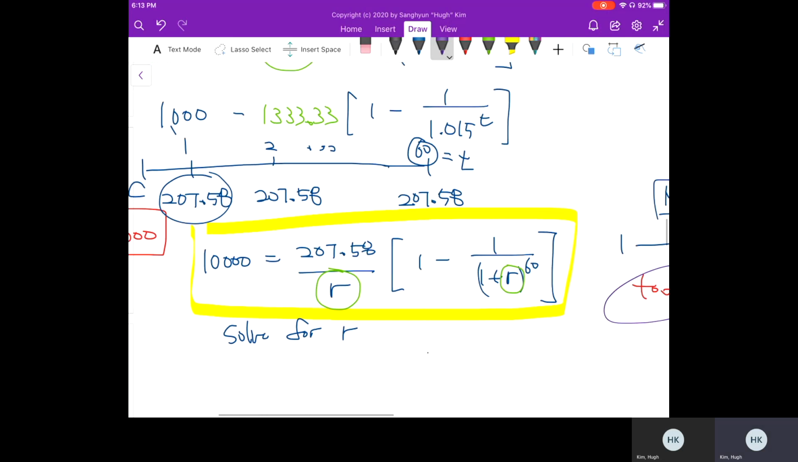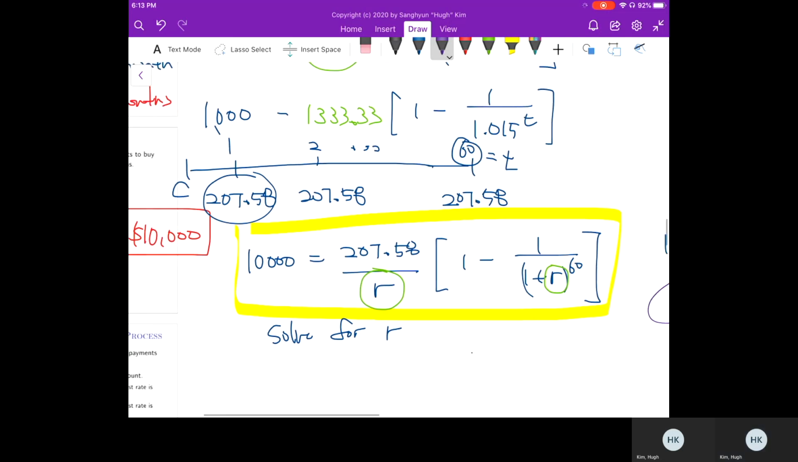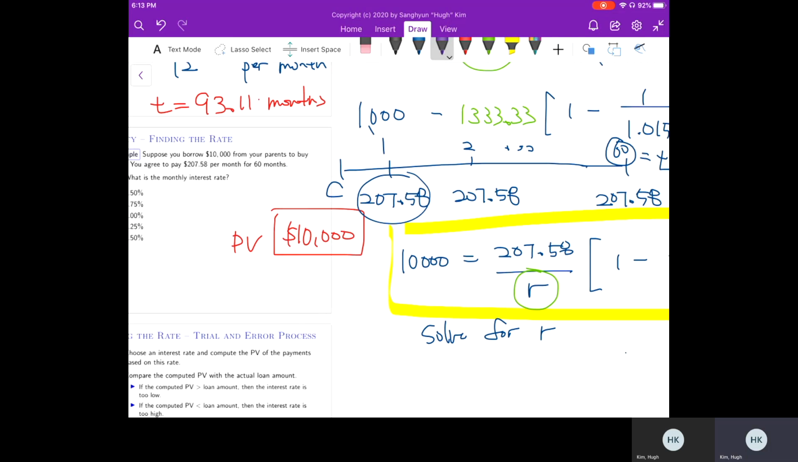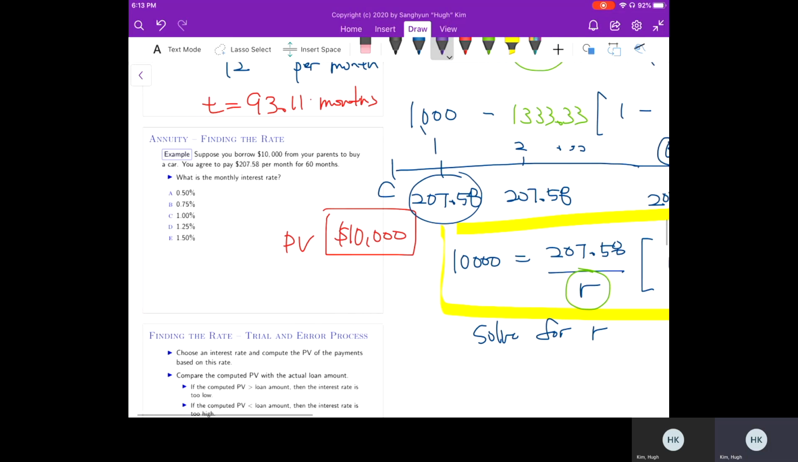So finding the interest rate works the same way. You have to first make a guess. It'll be easier on the multiple choice questions. So here are my choices, and I'm going to make my first guess. I'm going to pick the number which is in the middle, which is our optimal strategy.